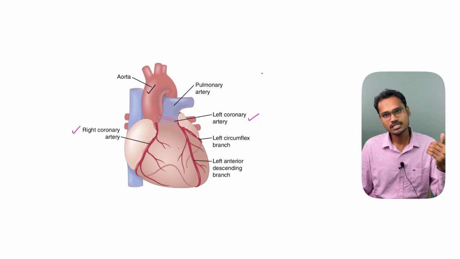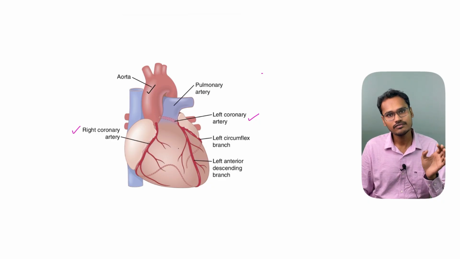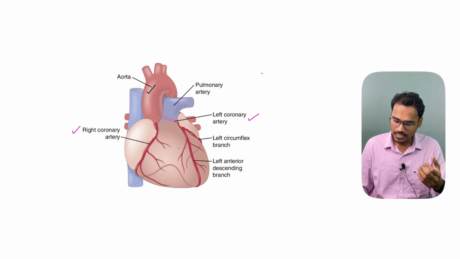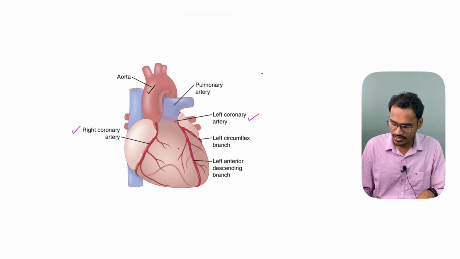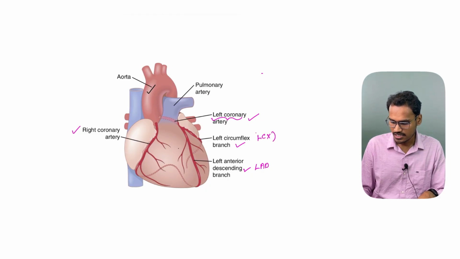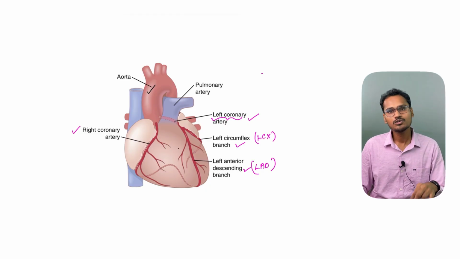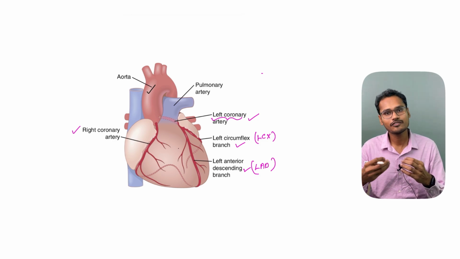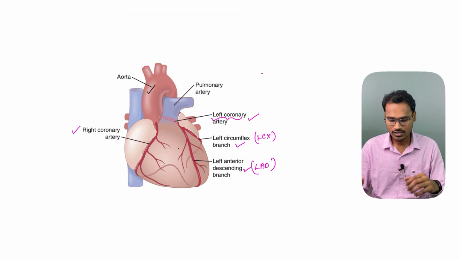The right coronary majorly supplies the right side of the ventricle, whereas the left coronary majorly supplies the left side of the ventricle. The left coronary in turn gives two important branches, the left circumflex branch and the left anterior descending branch. This is called LAD and this is called LCX. These are the two important branches. We are not going to get into the anatomical details. We are just going to see the physiological or functional features of this coronary circulation.